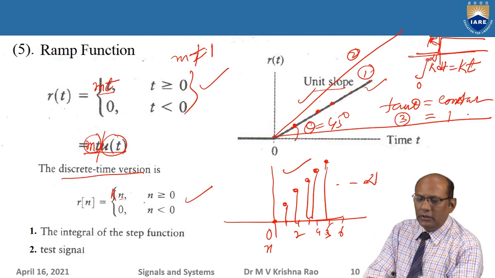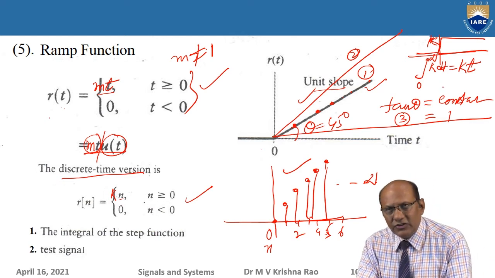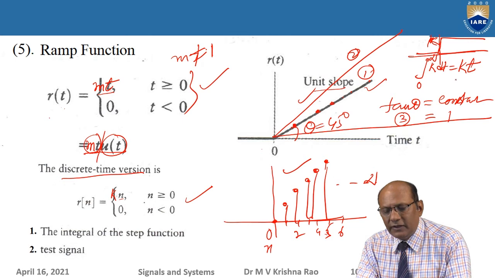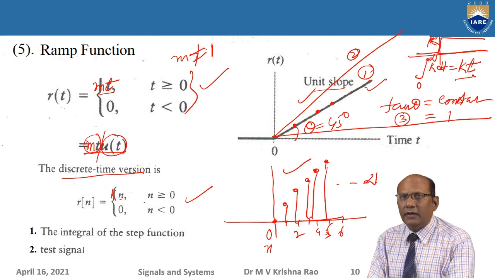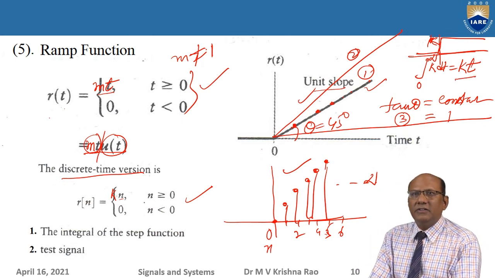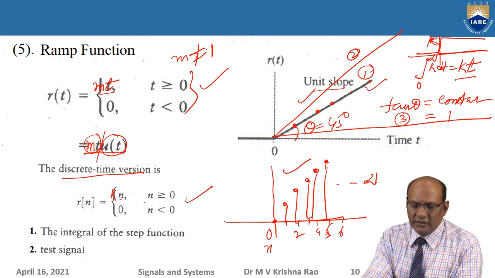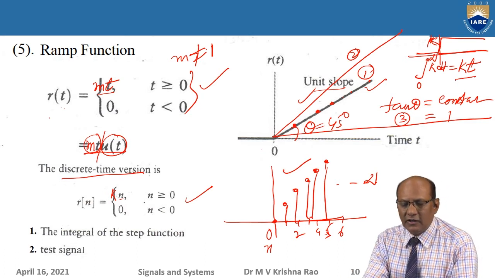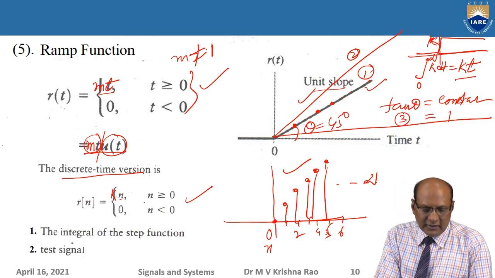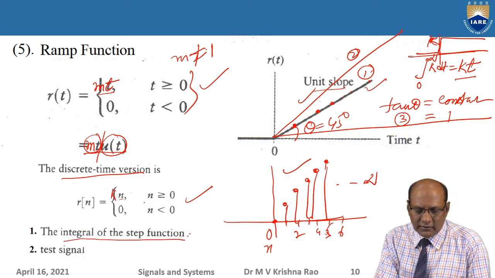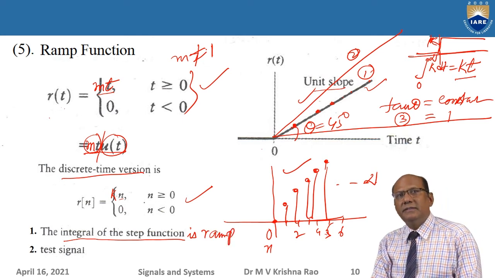Okay. So when I integrate a constant value, integration of k dt, I will get k of t. So it is nothing but a straight line I will get. So the ramp is nothing but a straight line. So I can say that the integral of step function is ramp.